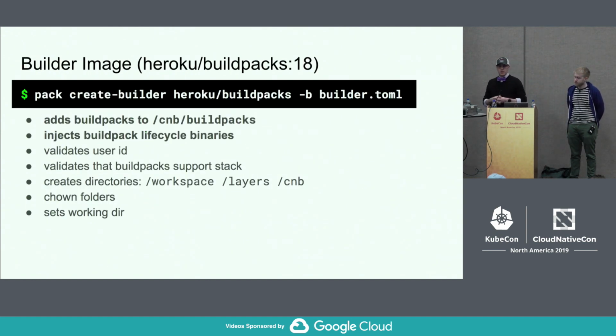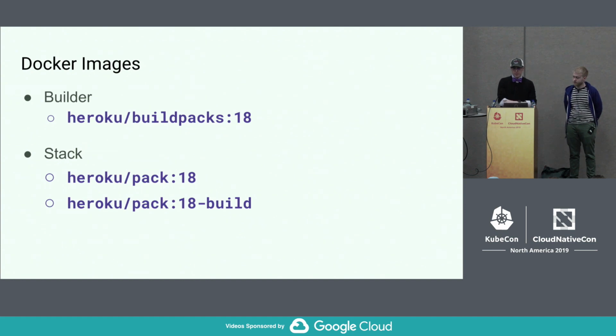Okay, so that's everything that goes into the builder toml for the Heroku builder image. We then pass that to the pack create builder command, which will handle creating the image for us. It'll add the build packs to a well-defined directory. It'll inject the lifecycle binaries. It'll validate that those CNB environment variables are set up correctly, and do some other stuff to prepare that OCI image so that we can run it. The output is the Heroku Buildpacks 18 builder, and then that is built on top of the Heroku 18 build stack.